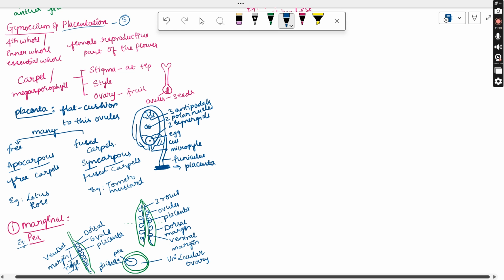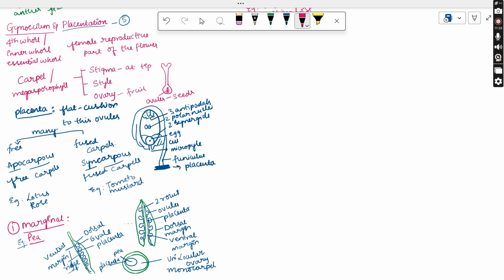And this type of ovary, as a single chamber is seen, we call it a unilocular type of ovary. And how many carpels are here? So the single carpel is here. We call this a monocarpellary type of gynoecium. So this whole gynoecium will contain only one carpel. So that placentation is the marginal type of placentation.